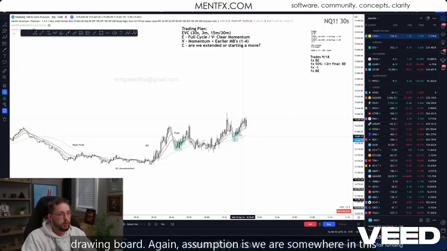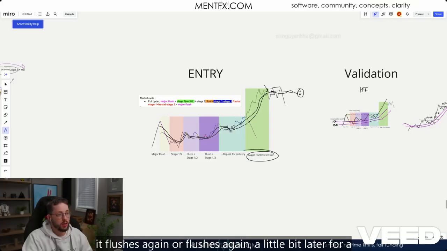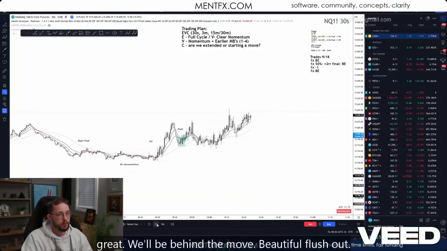And we're back to the drawing board. Again, assumption is we are somewhere in this move. This is where we entered. We assume that now, it ended up taking us out. Maybe it ends up going, or it flushes again a little bit later for a move that we can get positioned on. And if that can happen, great. We'll be behind the move.